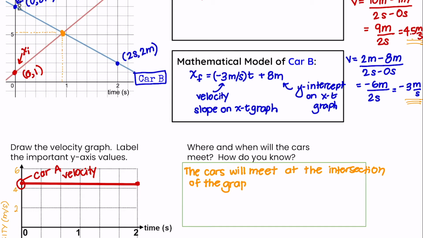It does not mean that they're necessarily crashing. They're just passing each other as car A goes in the positive direction and car B goes in the negative direction. So they will be at the same place at the same time. That's what that intersection of those two lines means.